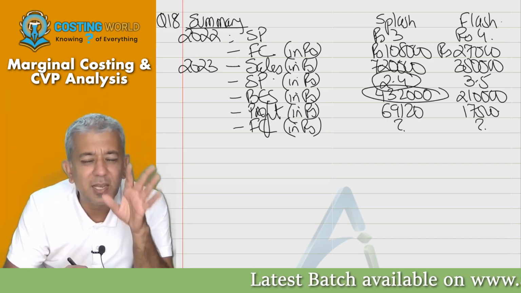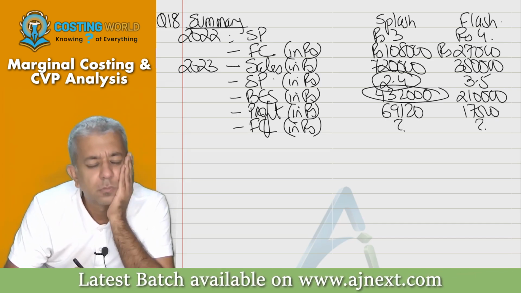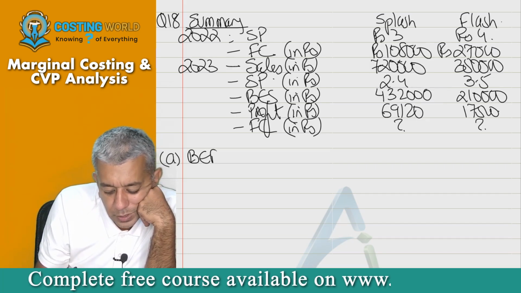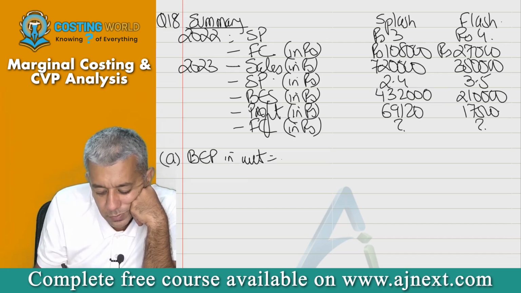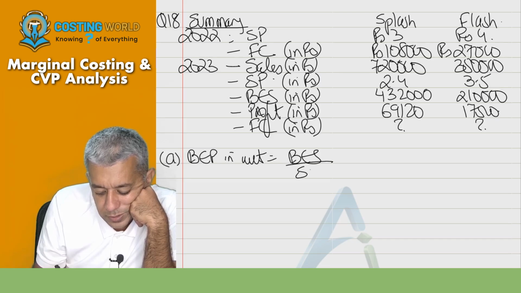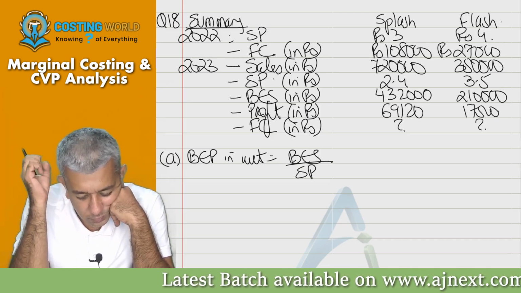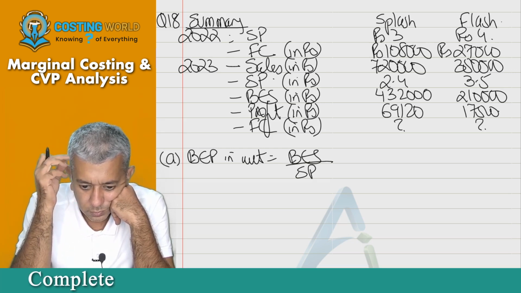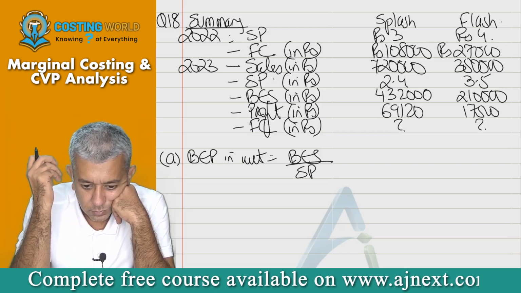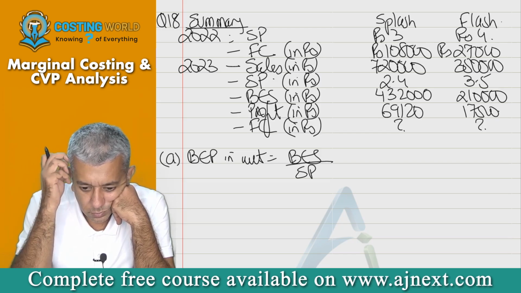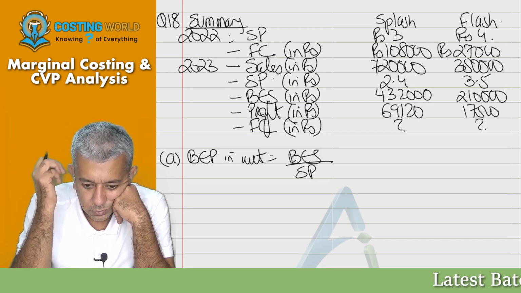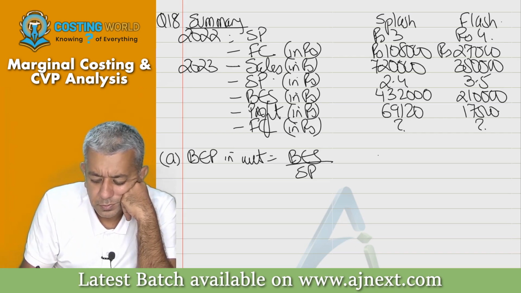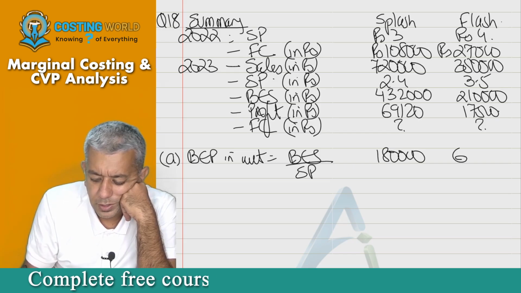Divide by your selling price. I'll give you break even point in units. Okay, so write down over here, please. Part A, BEP in units is equal to break even sales divided by selling price. That comes to how much, beta? 1,80,000 and here 60,000.